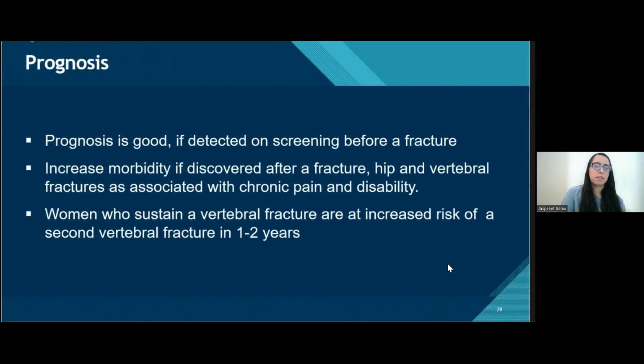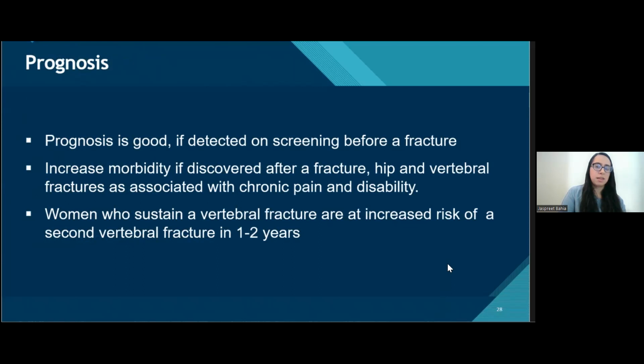So a note about prognosis. Prognosis is good if detected on screening before a fracture, which is why screening for this disease is really, really important. There's increased morbidity if discovered after a fracture. Hip and vertebral fractures are associated with chronic pain and disability. And another note is women who sustain a vertebral fracture are at an increased risk of a second vertebral fracture in 1 to 2 years.